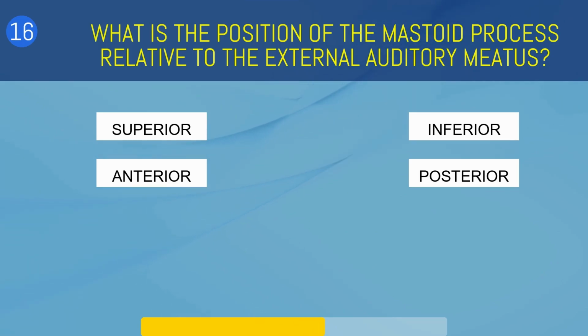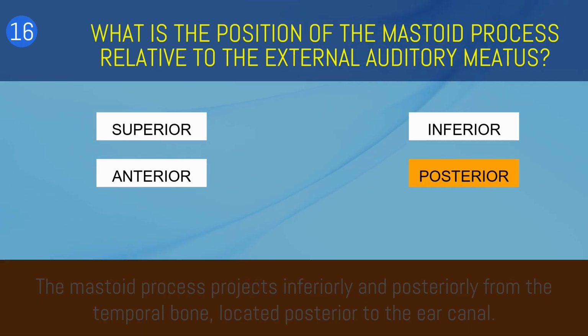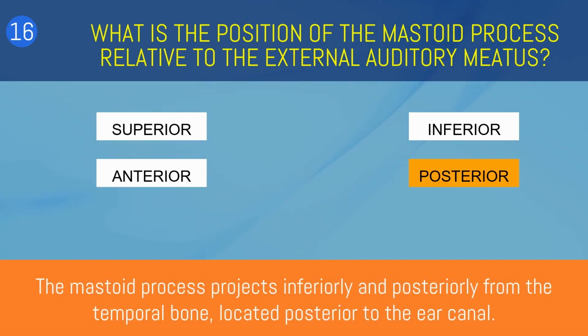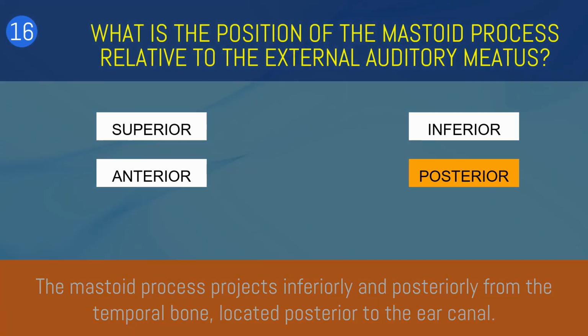What is the position of the mastoid process relative to the external auditory meatus? Superior, anterior, inferior, or posterior? Posterior. The mastoid process projects inferiorly and posteriorly from the temporal bone, located posterior to the ear canal.